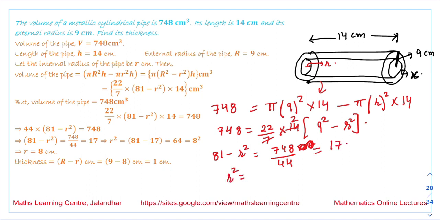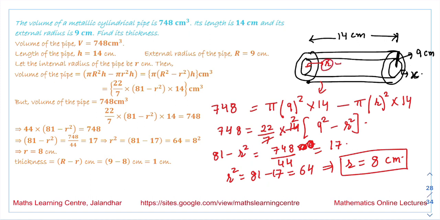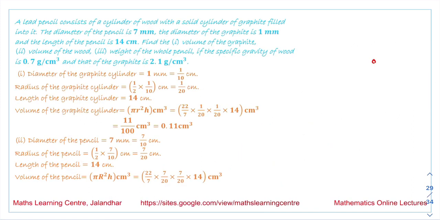So we get r square is equal to 81 minus 17, that is equal to 64. So this gives us r is equal to 8 centimeter. So this r is equal to 8 centimeter, the internal diameter is 8 centimeter and the external diameter is 9 centimeter. So what is the thickness of this wire? It is 9 minus 8 is equal to 1 centimeter, and this is what we have to calculate, that is, find its thickness.